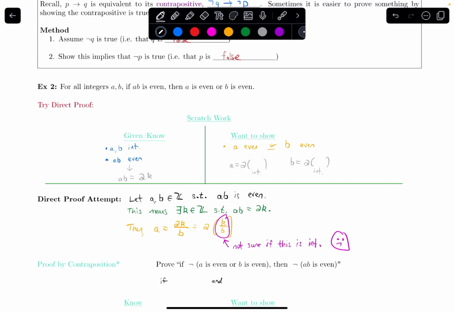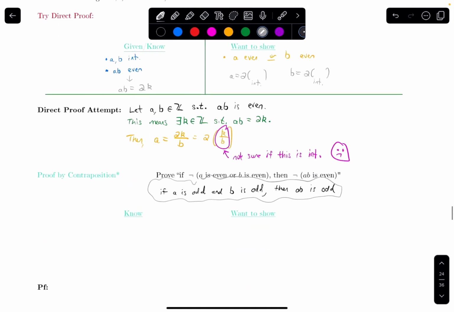So if it's not the case that A is even or B is even, that means A is going to be odd and B is going to be odd. So we negate both of these and the OR changes to an AND. So if A is odd and B is odd, then I'm going to negate AB is even. So then AB is odd. I'm going to put this in a little thought bubble, that is my contrapositive. This is what we are going to try to show at this point.